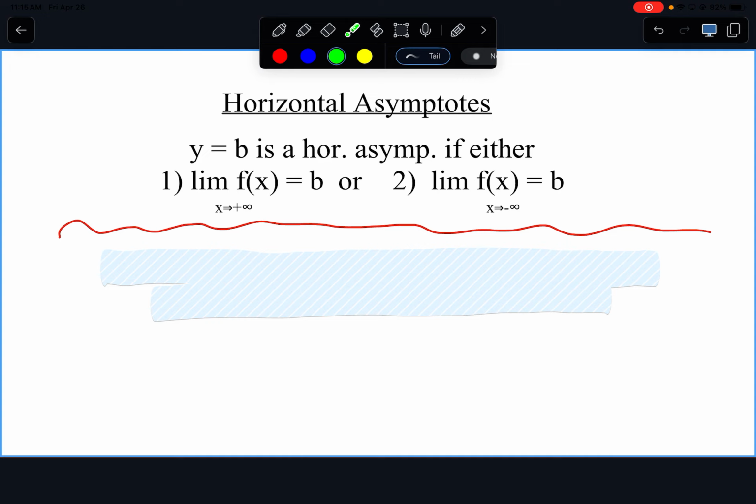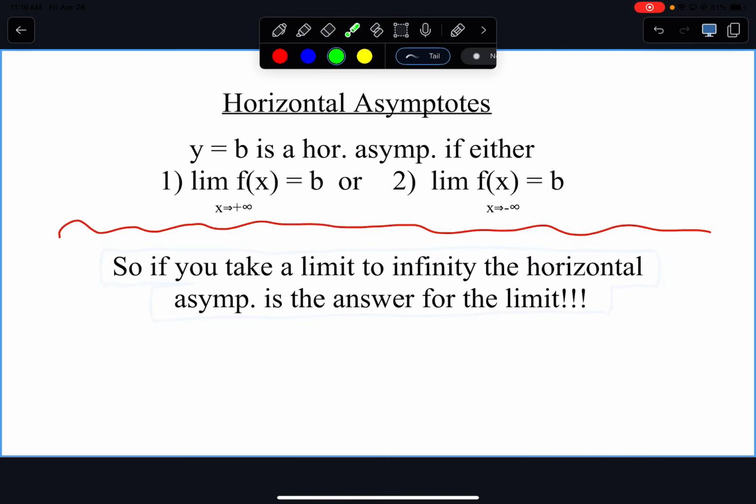Okay? So if you found the limit as x goes to infinity and it equals 5, that means you have a horizontal asymptote at y equals 5. If you found the limit as x goes to negative infinity was 2, that means you have a horizontal asymptote at y equals 2 because that's what's happening on the ends of the graph. They're approaching the horizontal asymptote. Your y values are approaching the asymptote. Okay? That is your definition of a limit as x goes to infinity. So what does that mean in words? If you take the limit to infinity, the horizontal asymptote is the answer.